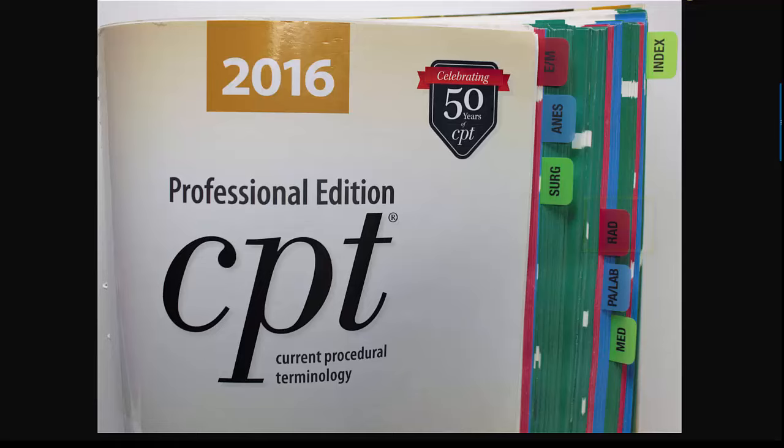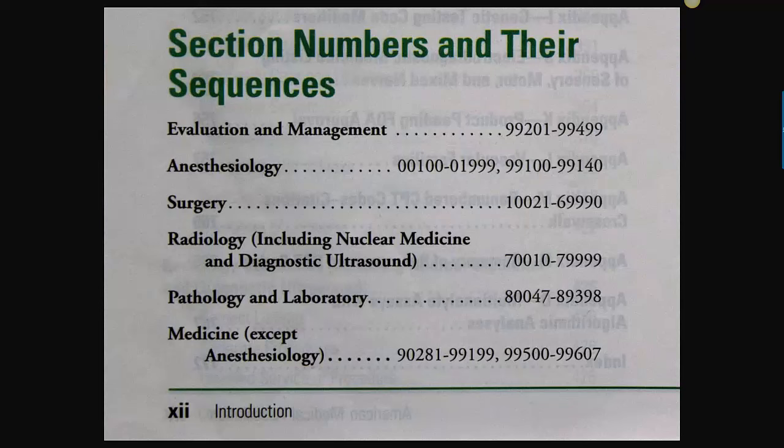Radiology is in red. Pathology and Lab is in blue. And medicine is in green. This section makes up what we're going to refer to as the tabular. It contains all of the CPT Level 1 codes listed in numerical order. All the codes consist of 5 numerical digits.